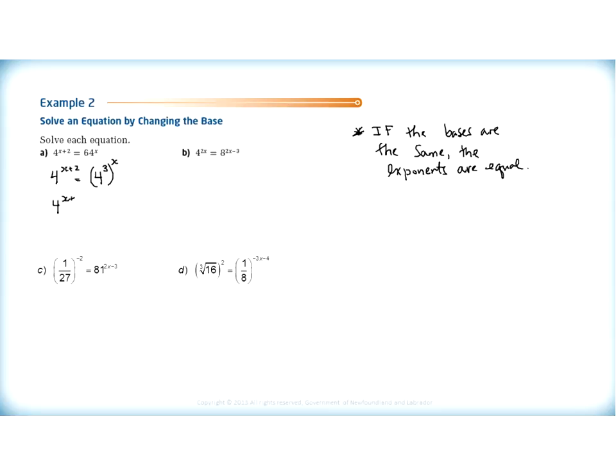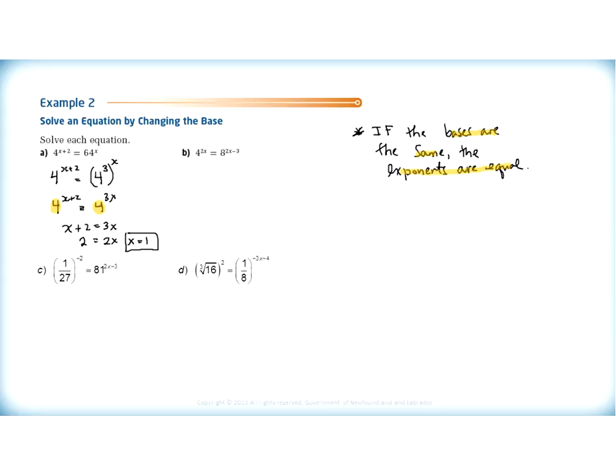Now I'm going to write this as 4 to the x plus 2 equals 4 to the power, a power to a power you multiply, 3x. Note I now have like bases of 4. If the bases are the same, the exponents are equal. So therefore the exponents must be equal, so x plus 2 must equal 3x. Solving for x, I get 2 is equal to 3x minus x, which is 2x. So of course, x must be equal to 1. Pretty simple, really.